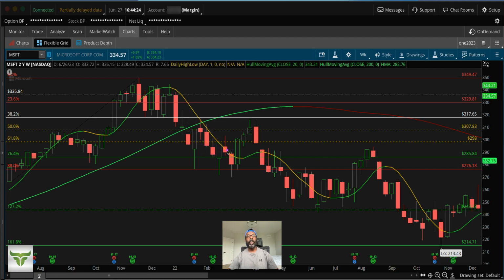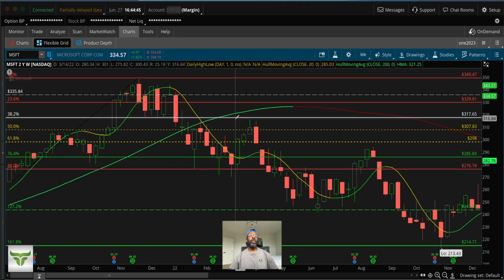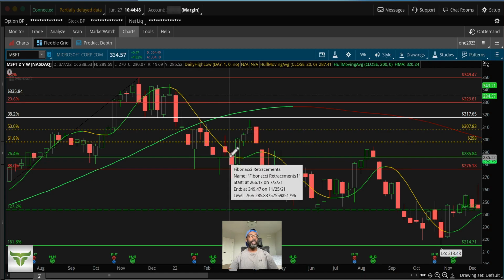Here we go. And right there, did it break out there? Yeah, but what is this right here? This is a big sell side candle as well. This is almost like an inverted hammer pushing the stock down, and it's going down right here. So you're looking at taking 76% from 0 to 76% retracement.